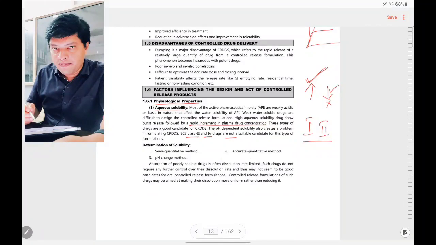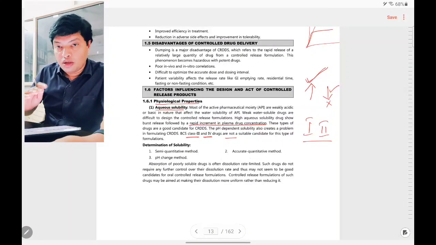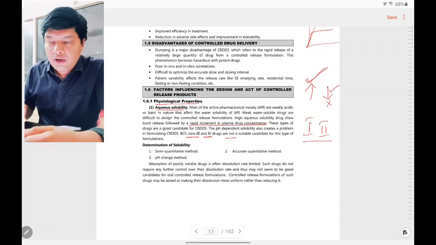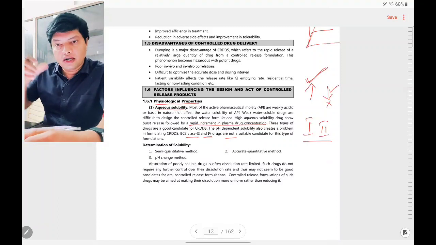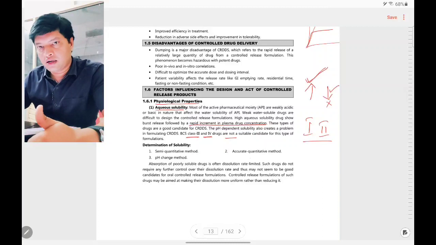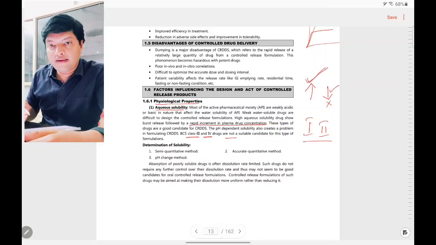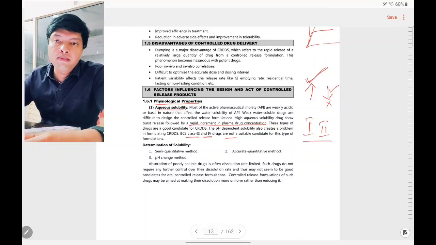What is class 3? Class 3 has high solubility but low permeability. Class 4 drugs have low solubility and low permeability. They are not useful for us for designing controlled drug delivery. Class 3 drugs have high solubility but the permeability is low.